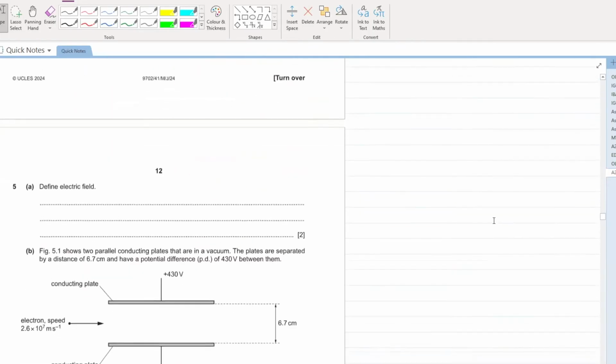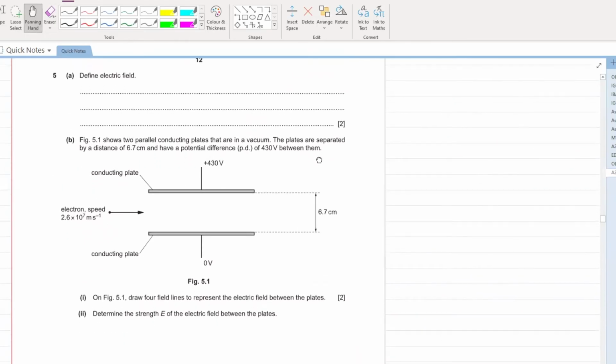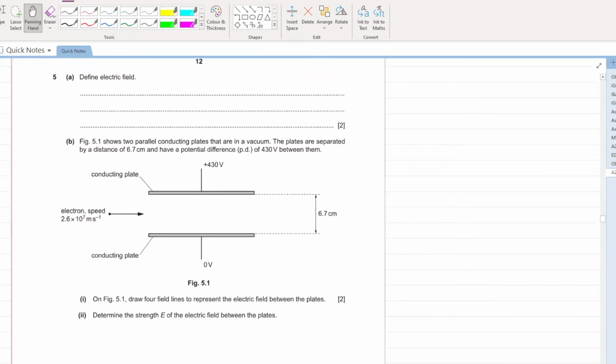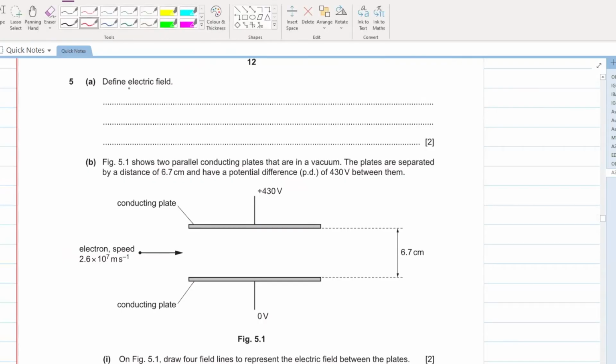Okay, let's further move ahead. Define electric field. Okay, what is electric field? Any geniuses in the chat? Force per unit positive charge is known as your electric field.